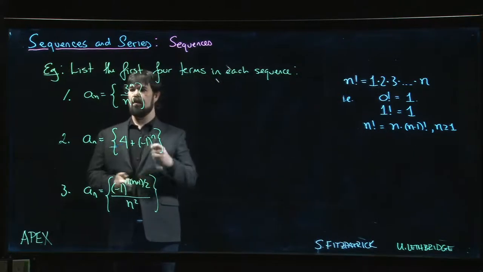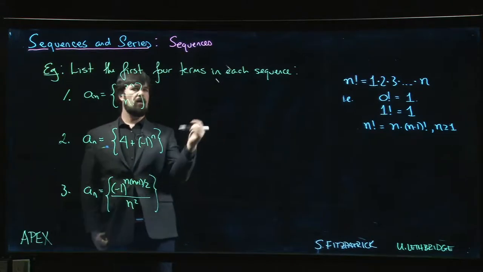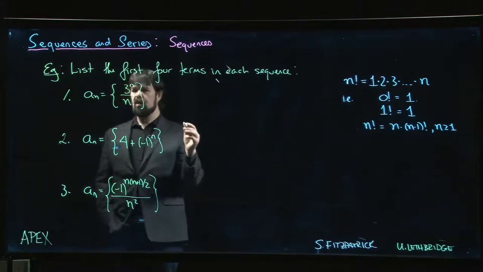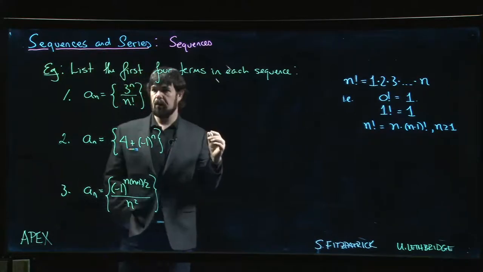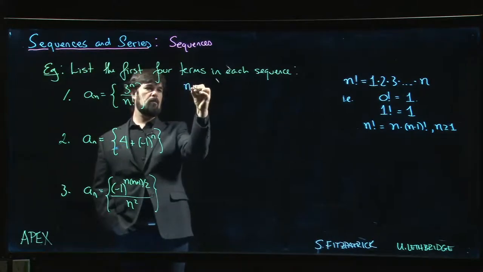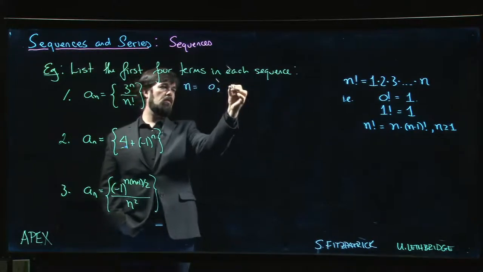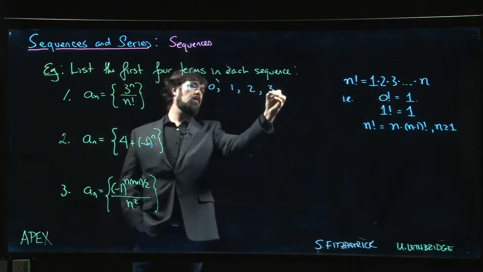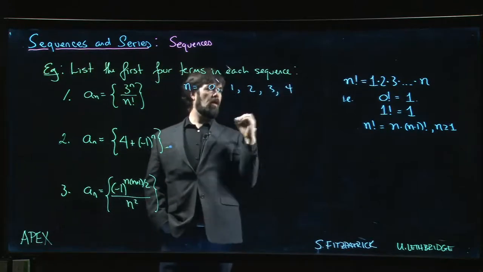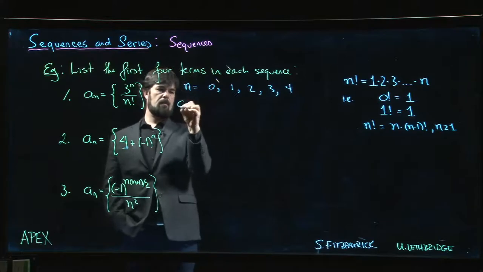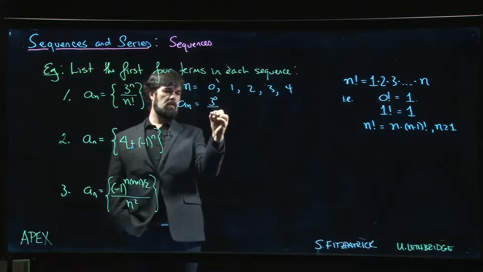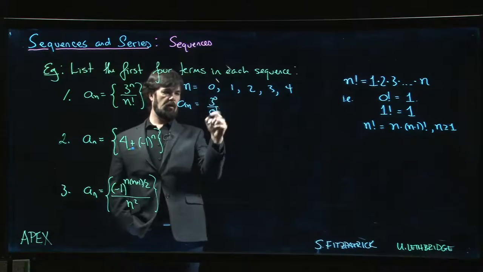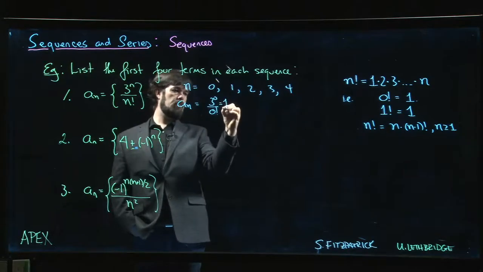So with that in mind, we come over here, and 4 terms, I guess the question doesn't say whether we should start at 0 or 1. Maybe we'll start at 0 and we'll do 5 terms just to play it safe. So we'll do n is equal to 0, 1, 2, 3, 4, okay? A sub n will be what? Will be 3 to the 0 over 0 factorial. Anything to the 0 is 1, so 3 to the 0 is 1. 0 factorial, we just said that's 1. Okay?